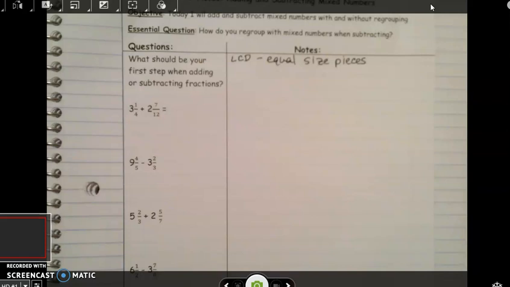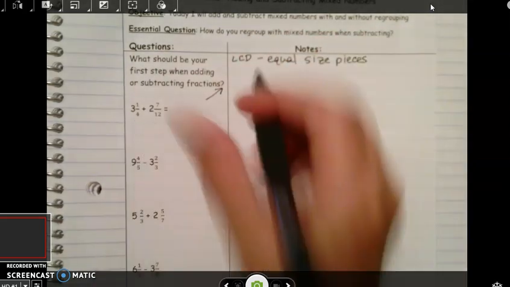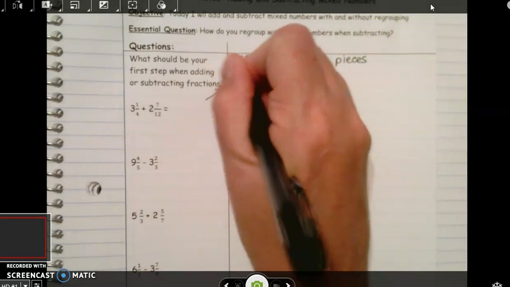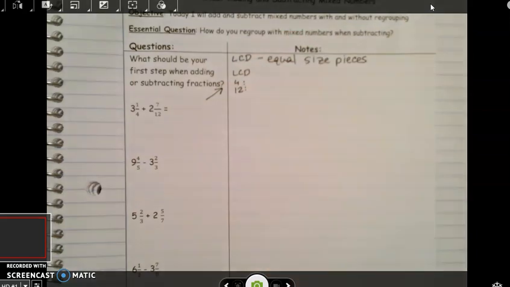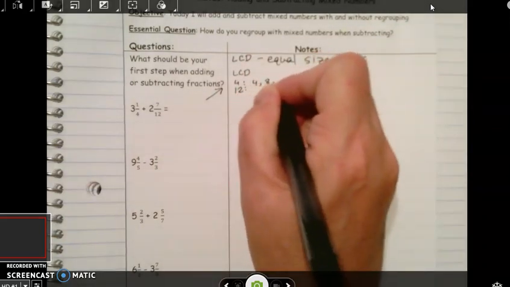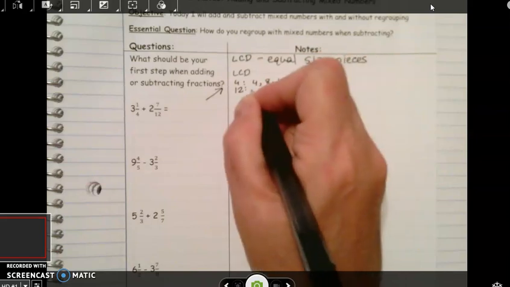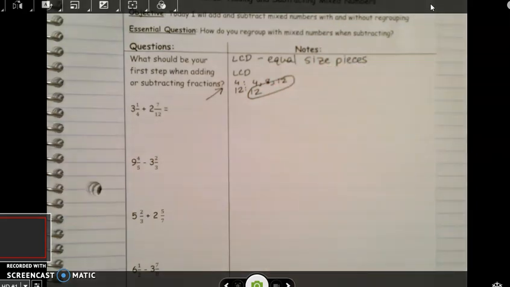So we want our LCD on this problem. So I'm actually going to move my work up here, okay? Just to make sure I have enough room. So I have 4 and 12, so I'm going to find that LCD first of 4 and 12. So I'm going to list my multiples. If you know this, you do not have to show this step, okay? But a lot of us are struggling. So 4 times 2 is 8, 4 times 3 is 12, and I know I can stop right there, okay? 4 is a factor of 12. So I know 12 will be my common denominator.